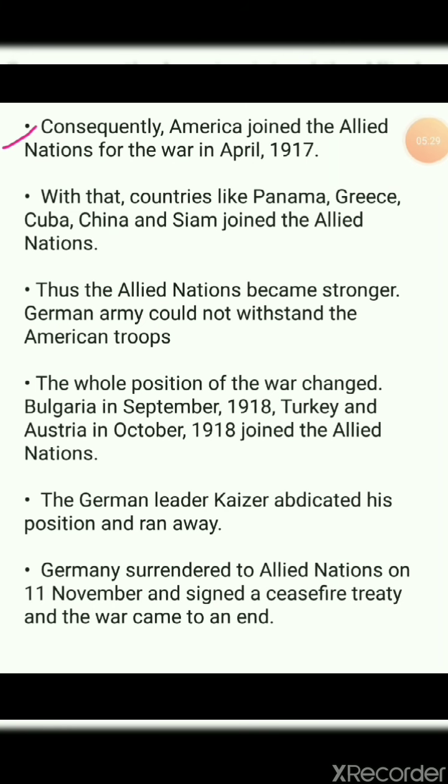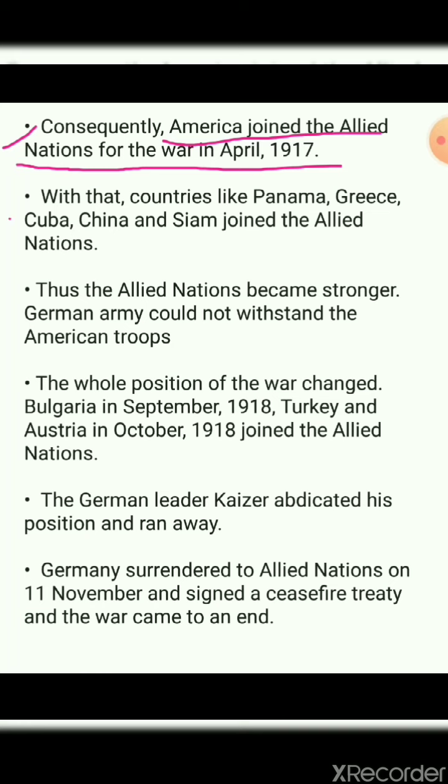Next. Consequently, America joined the Allied nation for the war in April 1917. That means till then America did not join the war, right? When Germany drowned its steamer, and because of that 147 American soldiers died, after that America joined the Allied nation for the war. In which year? April 1917.